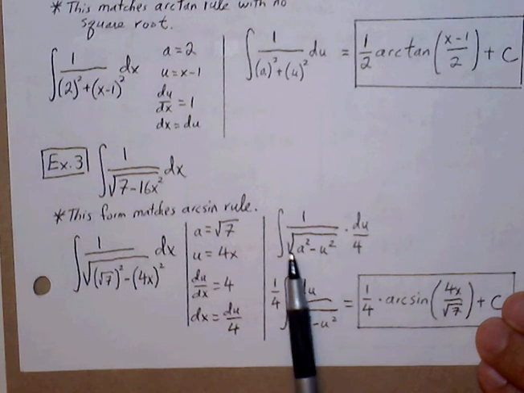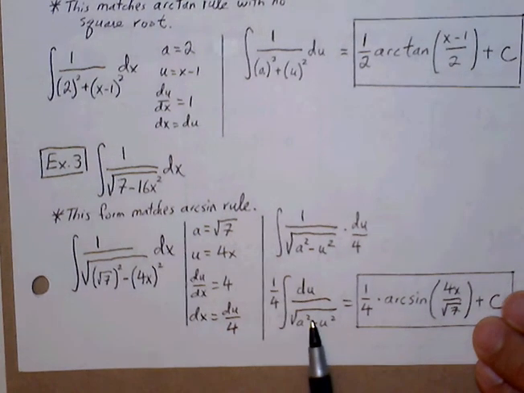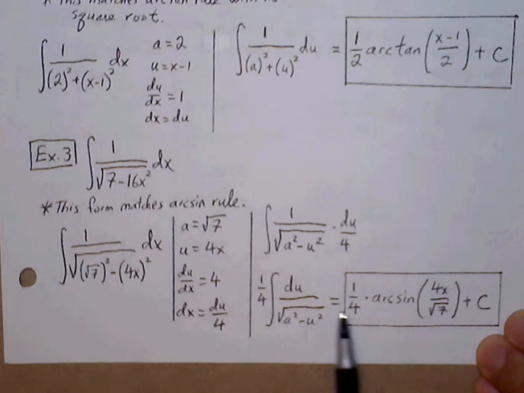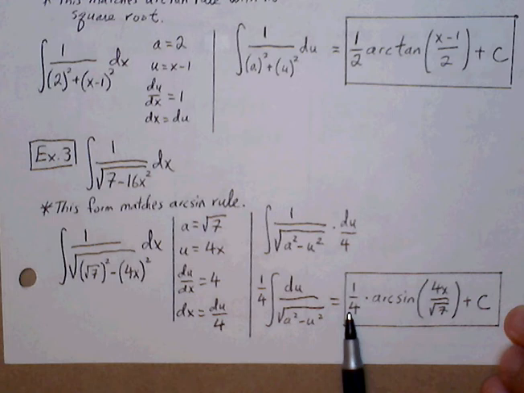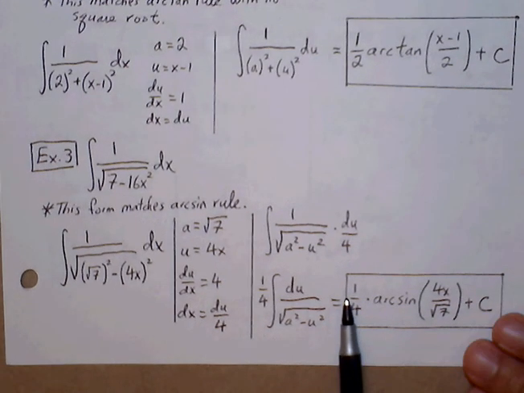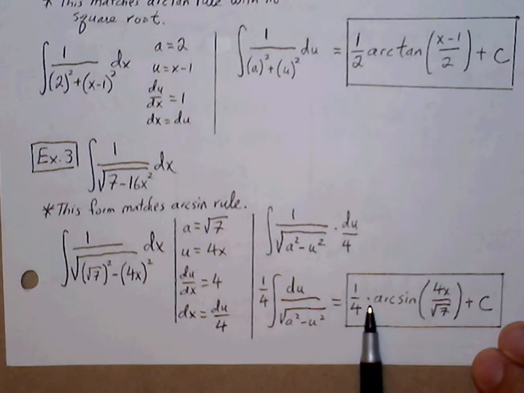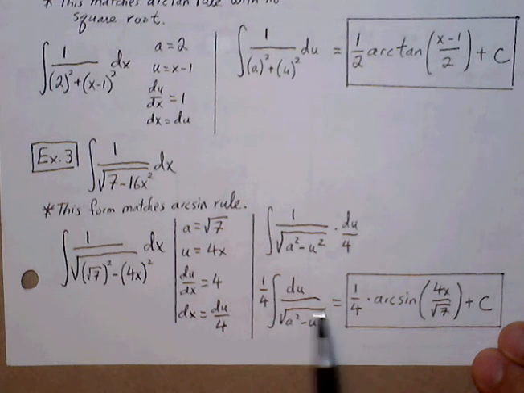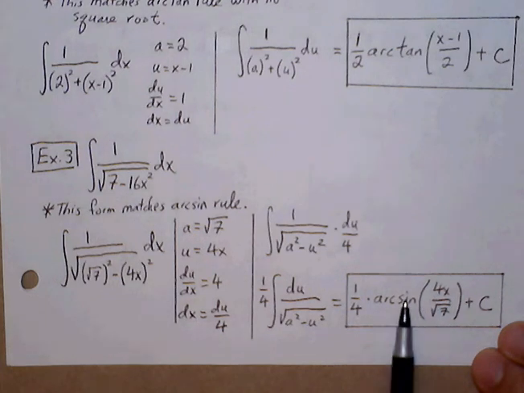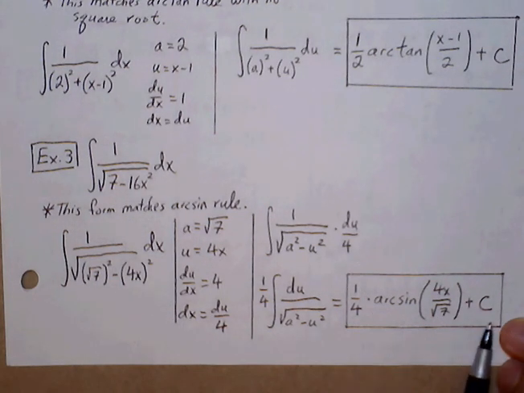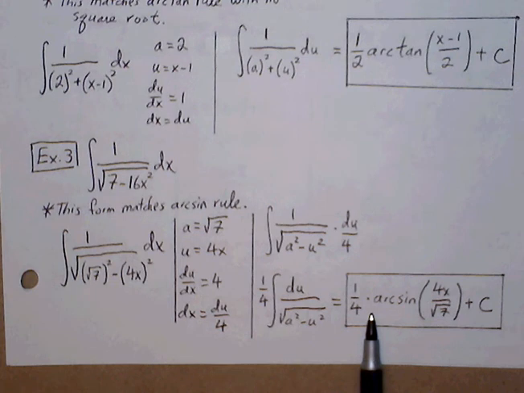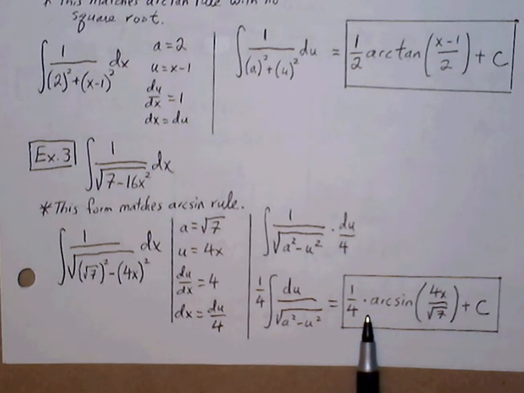So pull the 1/4 out in front. And the rule is simply 1 over a arcsine of u over a plus c. I'm sorry, not 1 over a. There's no 1 over a for arcsine. We just keep the coefficient because there's a 1/4 there. So it's simply arcsine of u over a plus c. Our u value is 4x, and our a value is the square root of 7, plus c. And here we have our integral for example 3.